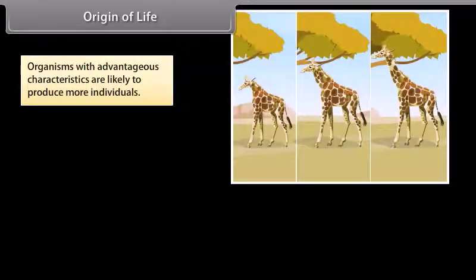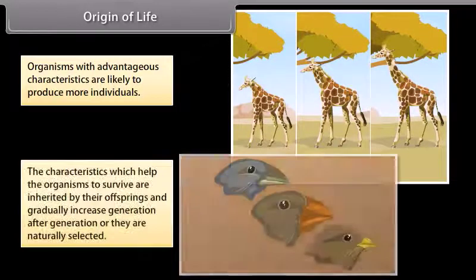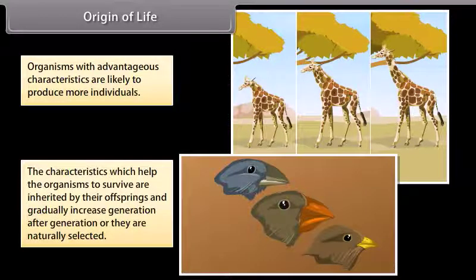Organisms with advantageous characteristics are likely to produce more individuals. The characteristics which help the organisms to survive are inherited by their offspring and gradually increase generation after generation, or they are naturally selected.